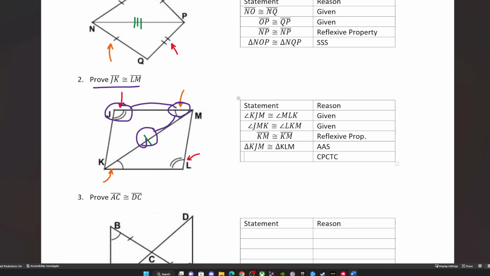If two triangles are congruent, then all of their corresponding sides and their corresponding angles are also congruent. And well, this side length over here is corresponding to this side length over here. That means that KJ is congruent to ML, or LM. So that would be this statement right here. Once I know the two triangles are congruent, therefore their corresponding parts will also be congruent. That's why I want to prove that these two triangles are congruent.